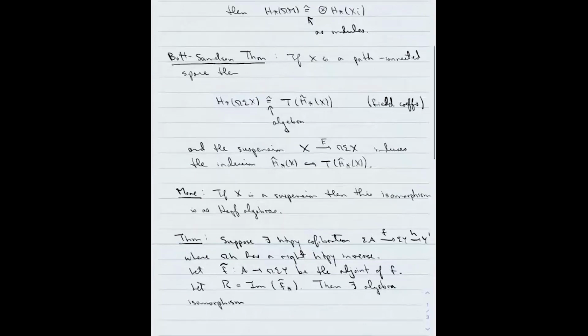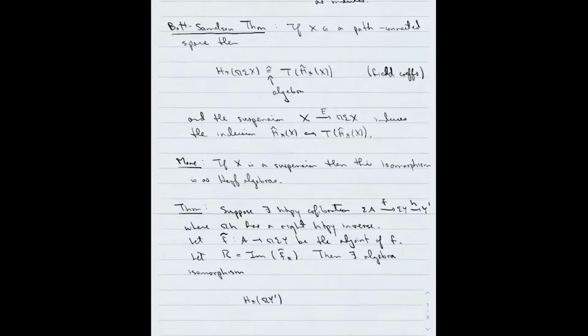Let's let F tilde from A into loop suspension Y be the adjoint of F. And let's let R be the image of that adjoint in homology. Then there's an algebra isomorphism. We can work out the homology of the loops on the cofiber. It'll be isomorphic to the tensor algebra on the reduced homology of Y. So the homology of loop suspension Y, quotient out by the two-sided ideal generated by R.